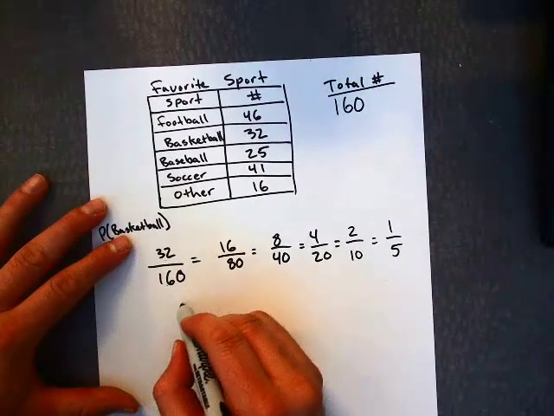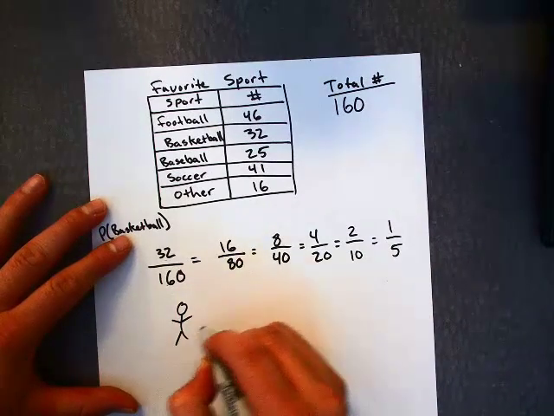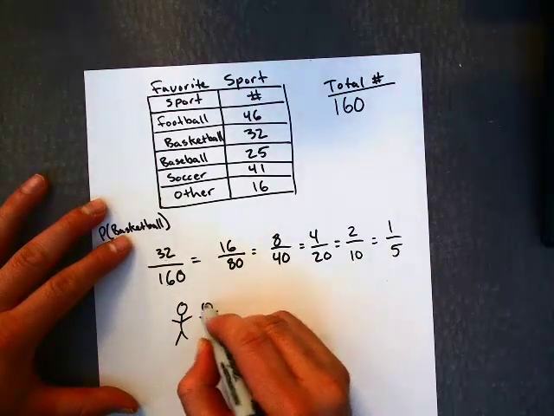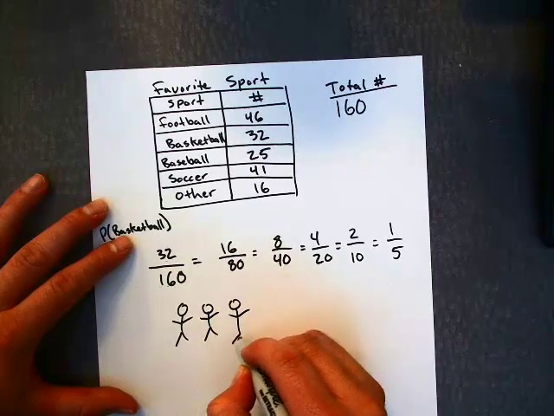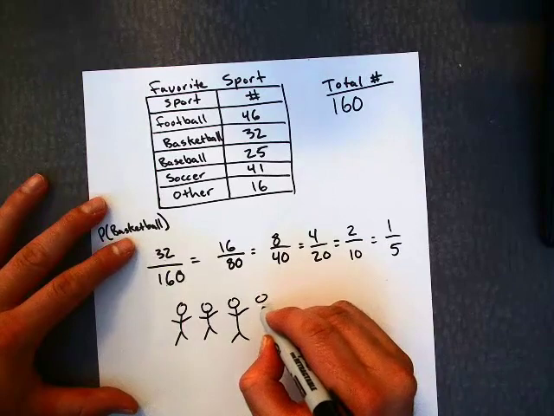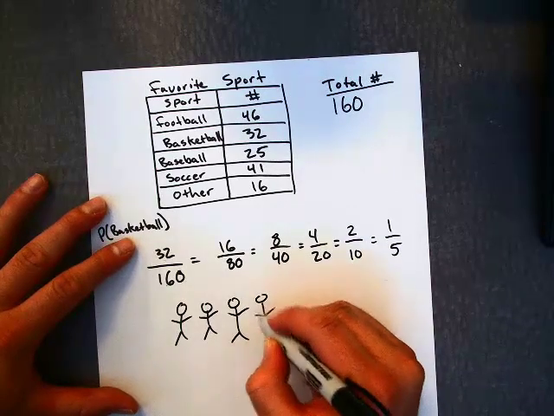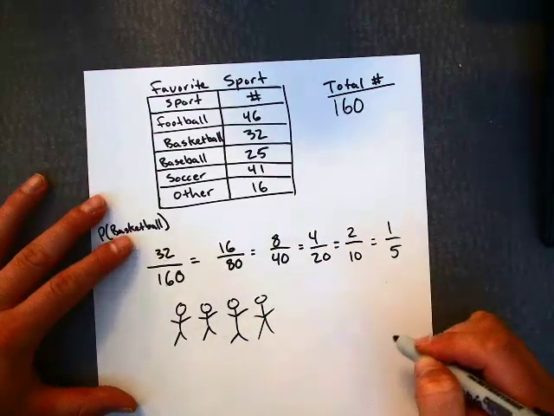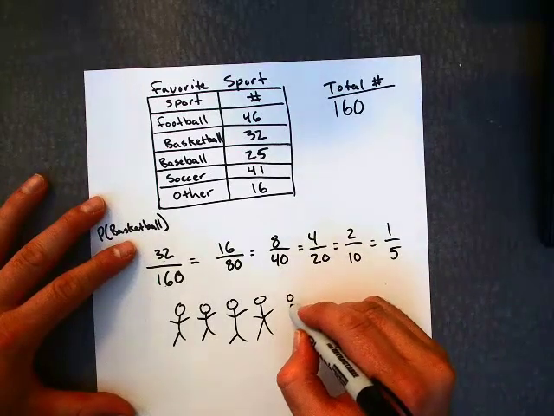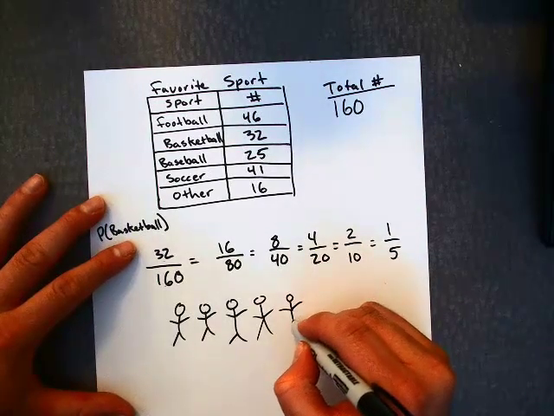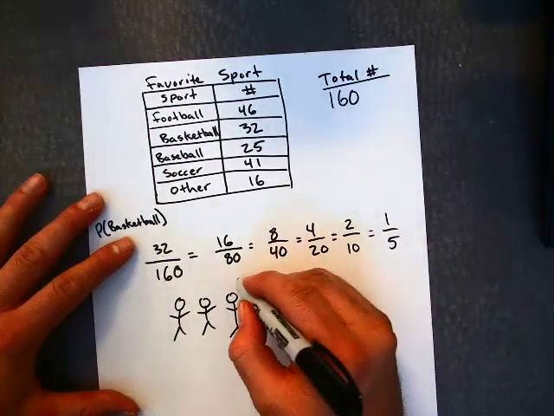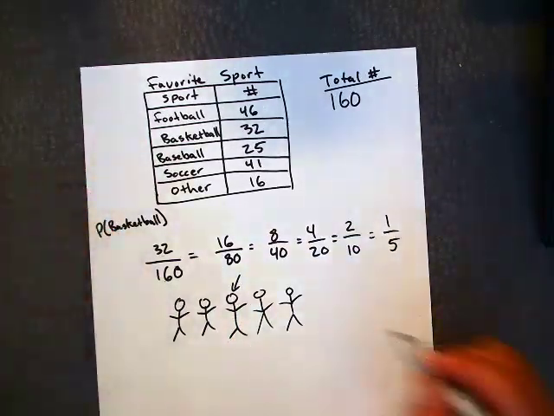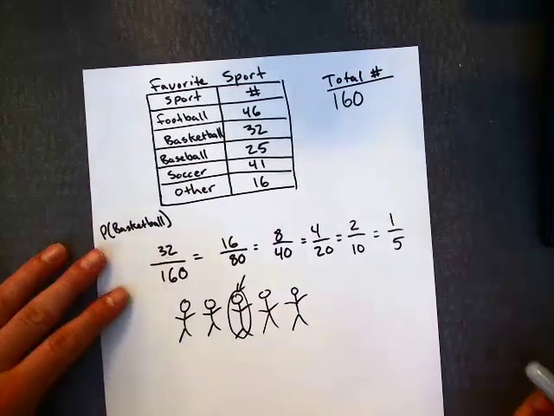This means out of every five people, one likes basketball. Here, this guy's a little taller than the rest. 3, 4. He's a really long neck. Oh, geez, he has no waist. 4 and 5. So out of every 5 people, one person, let's say the tall person, likes basketball. So 1 out of every 5.